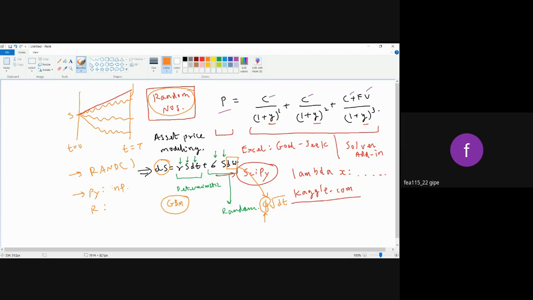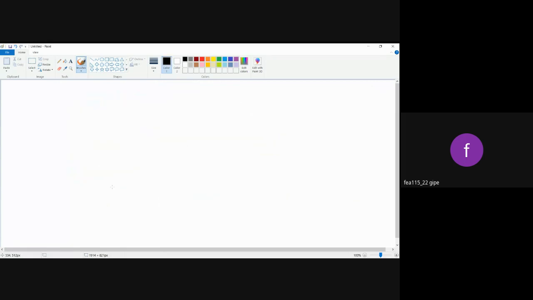Okay, just erase the screen so that you can do some discussion on scaling of mean and standard deviation with time.